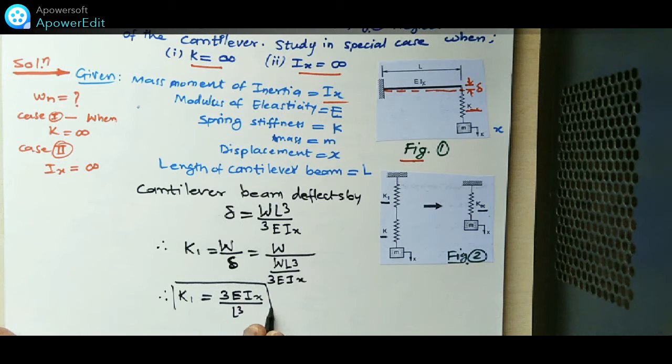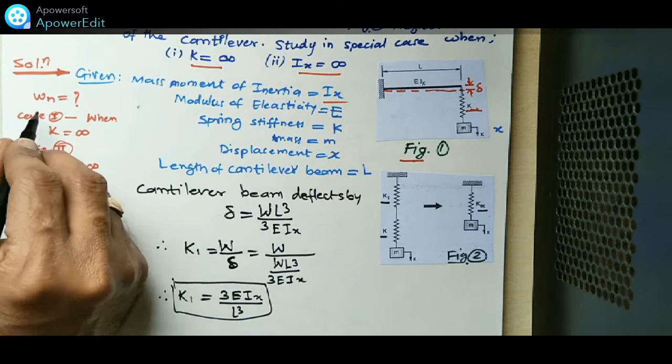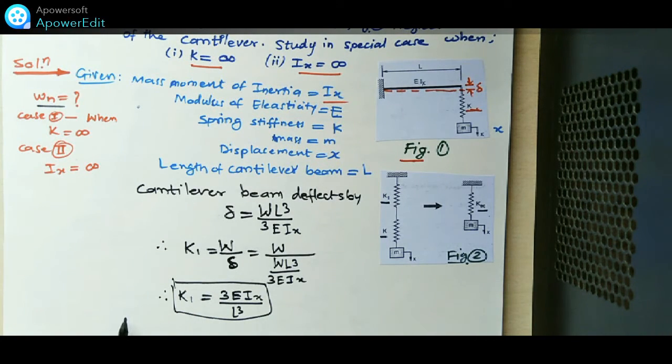So this is the value of K. Now in the next step, what we have to find out? Actually we have to find out the omega n. To find out the omega n, we require this K equivalent. Why? Because we know the formula for omega n becomes root of K by m. What is K in this case?